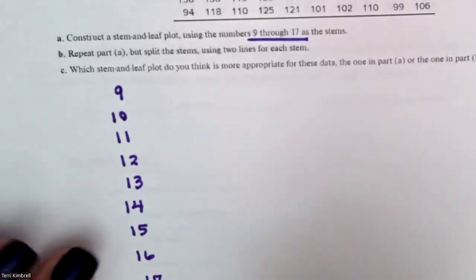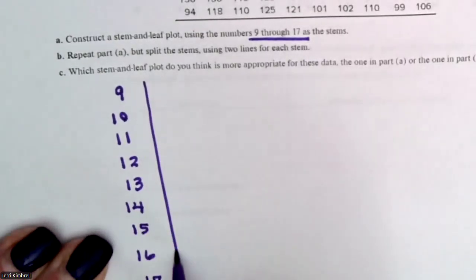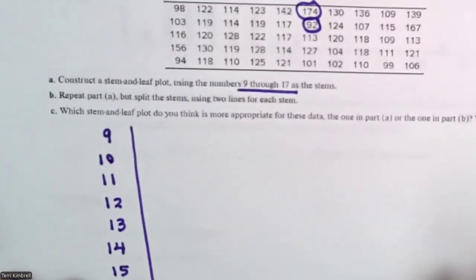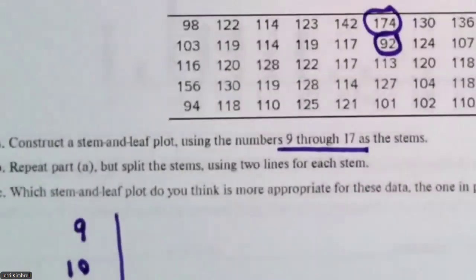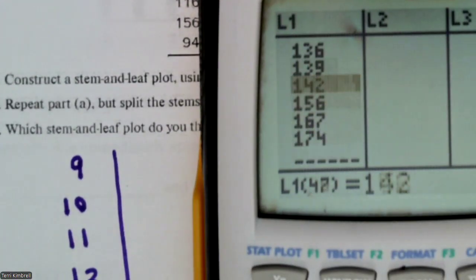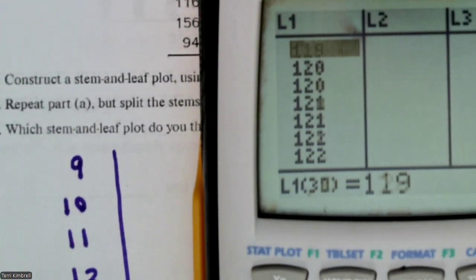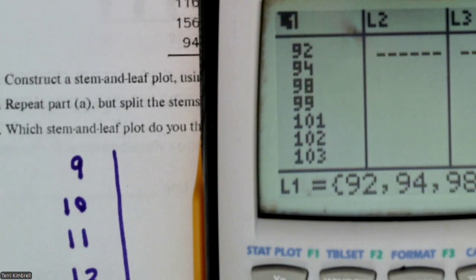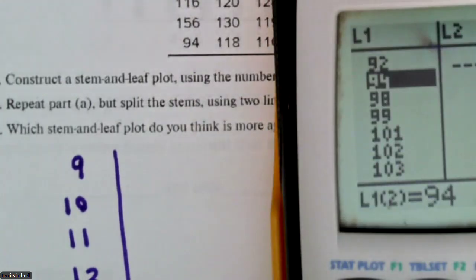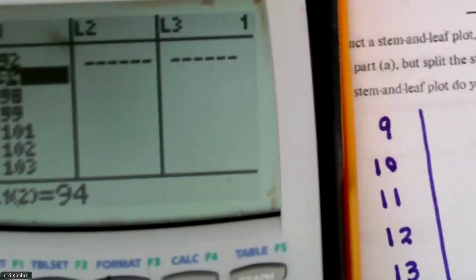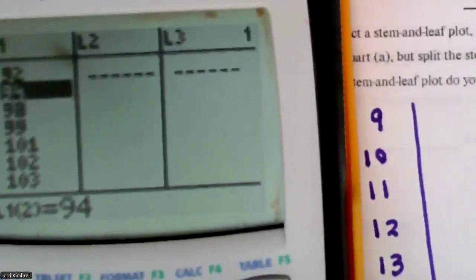Okay. So then I'm going to separate that and I'm going to go ahead and start getting my leaves. So with my calculator, since I have my data sorted, I'm going to go back to this list and I'm going to go to my 9s. So with my 9s, I have a 2. So I'm going to put a 2, a 2, a 4, an 8, and a 9.